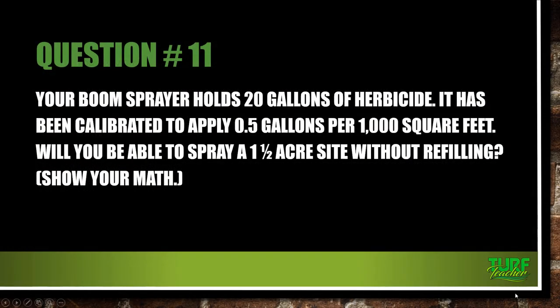Question number 11. Your boom sprayer holds 20 gallons of herbicide. It has been calibrated to apply 0.5 gallon per 1,000 square feet. Will you be able to spray a 1.5 acre site without refilling? Show your math. Well, watch me do these pesticide calculations. This is a yes or no answer question.